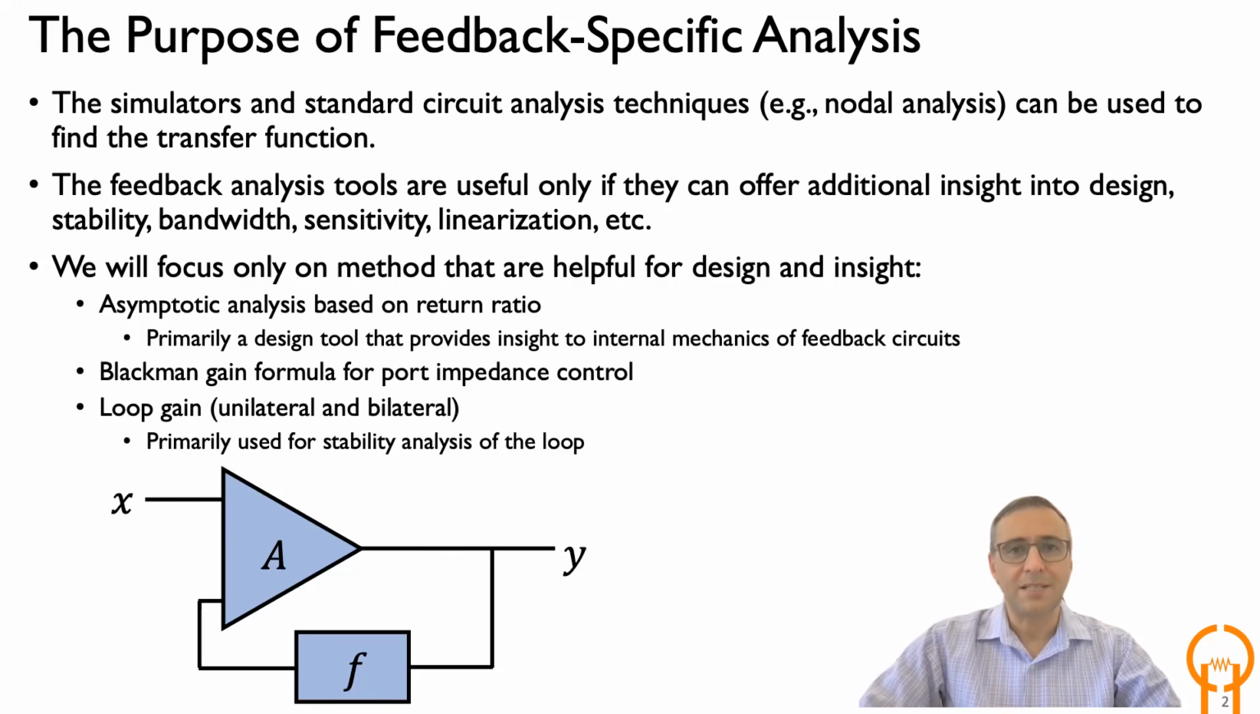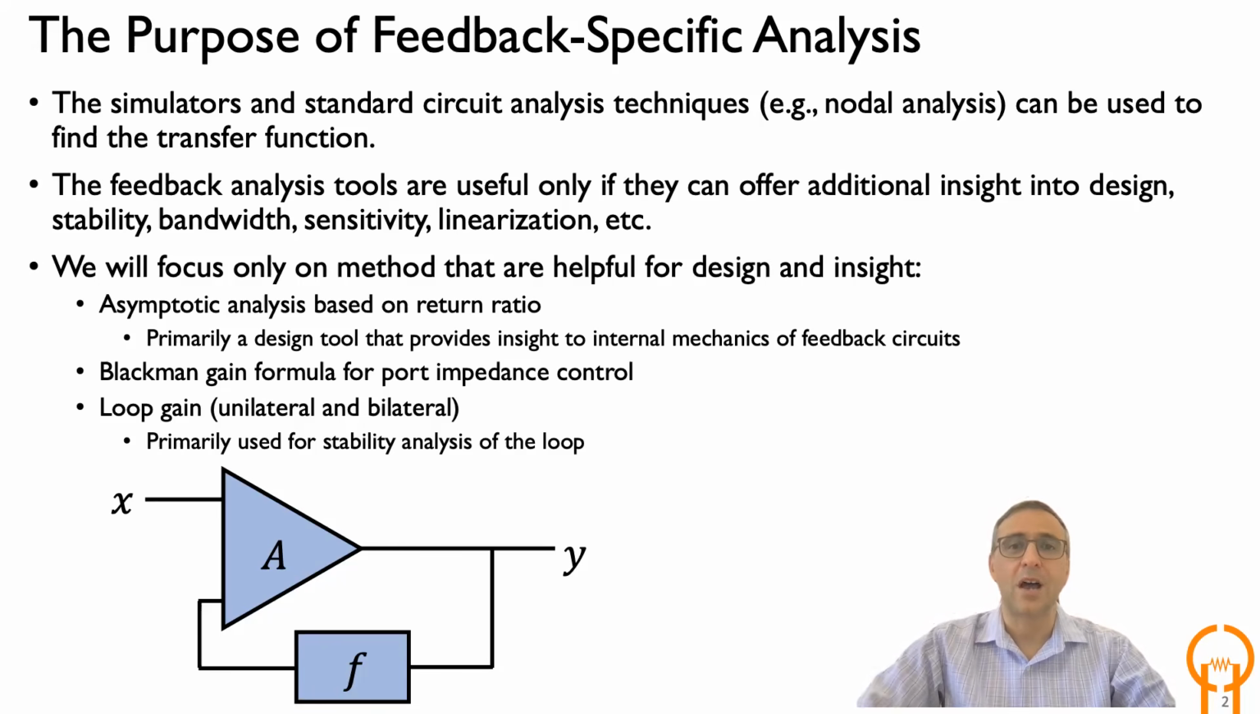Specifically, we'll talk about asymptotic analysis based on return ratio. We'll talk about asymptotic transfer function calculations first, which is basically the most important and useful part of feedback. And then we'll talk about the two correction factors associated with that. We'll talk about the Blackman gain formula, which is a very useful tool for determining the input and output or port impedances of circuits in general, but is also very useful in terms of design.